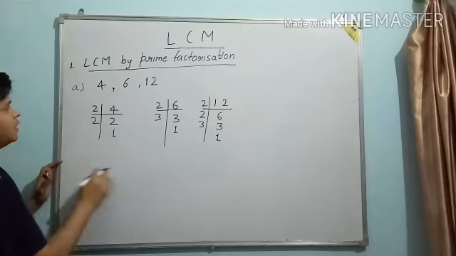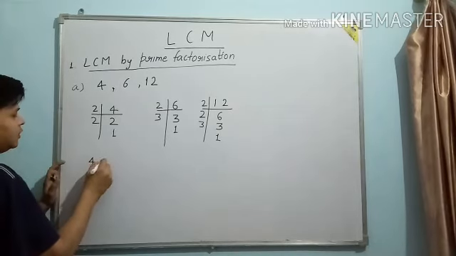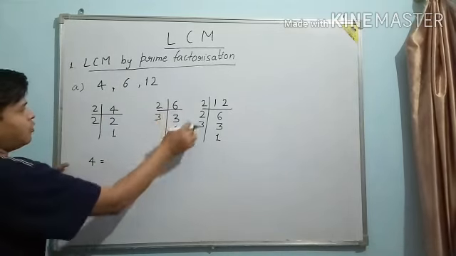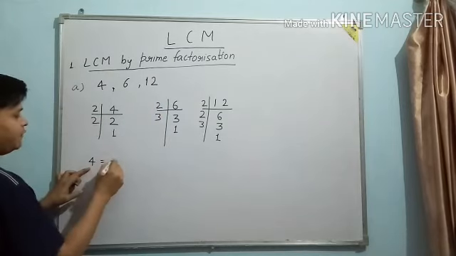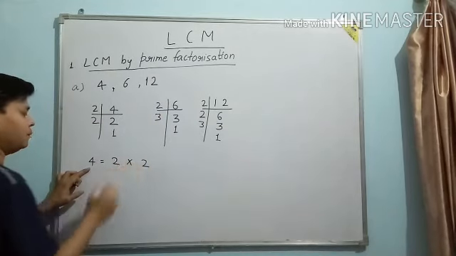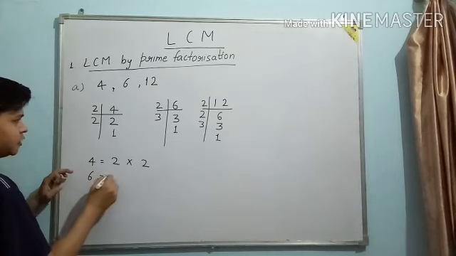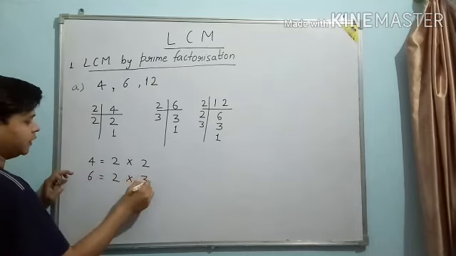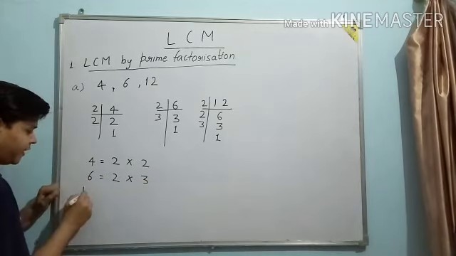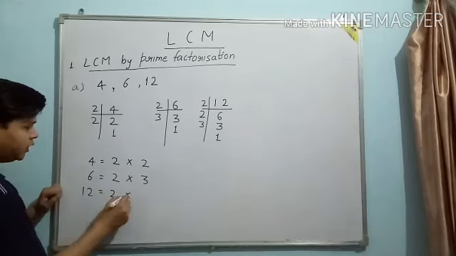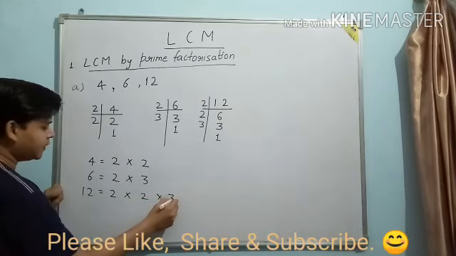Now one by one we will write down the prime factors of all three numbers. For 4 we have 2 into 2. For 6 we have 2 into 3. Similarly for 12 we have 2 into 2 into 3.